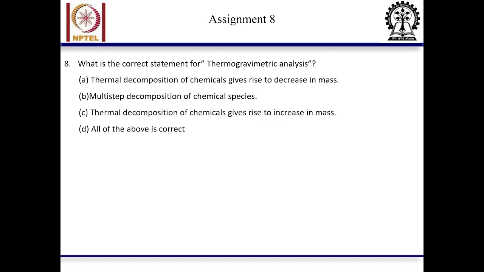Now question number 7. What is the correct statement for thermogravimetric analysis? Thermal decomposition of chemicals gives rise to decrease in mass; multi-step decomposition of chemical species; thermal decomposition of chemicals gives rise to increase in the mass. Can anyone tell what is the answer for this?